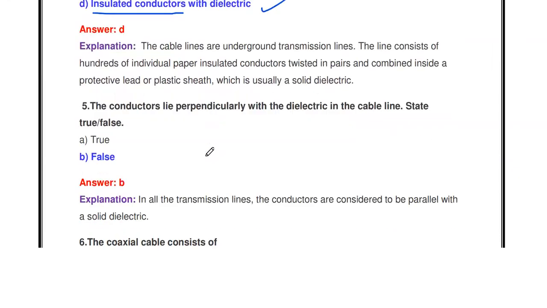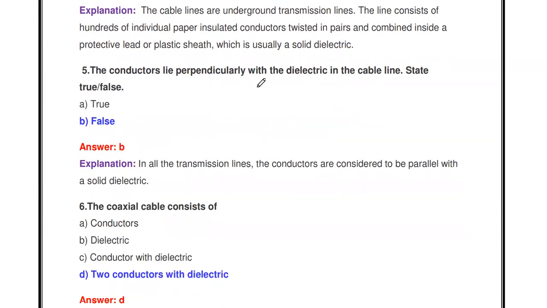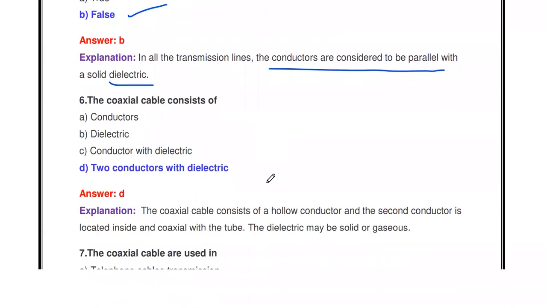The next one: the conductors lie perpendicularly with dielectric in the cable line. Is it true or false? It's false. The conductors do not lie perpendicularly, they are parallel. The conductors are considered parallel with a solid dielectric in any transmission line.